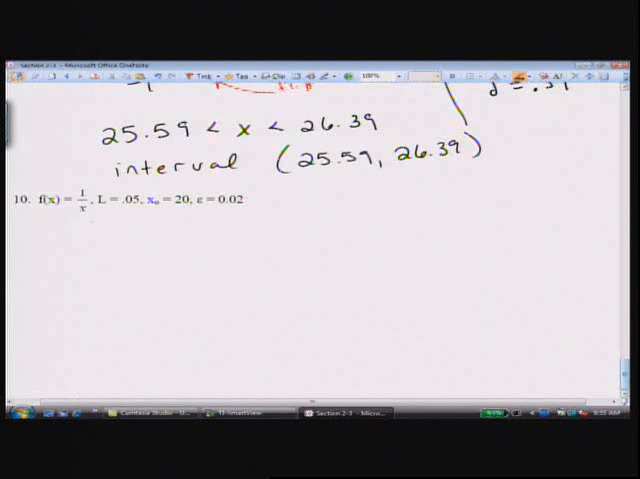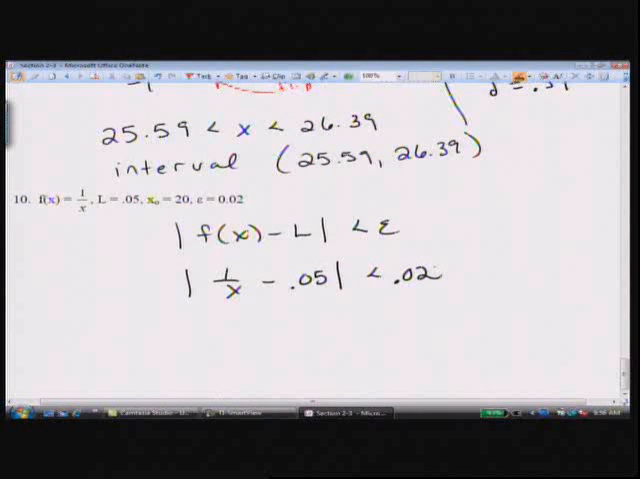It's kind of a fun one too. Okay, so on number 10 we have, how do we start these? I forgot. The absolute value of f of x minus L less than epsilon, right? Y'all with me? We have the epsilon, we get the delta. Okay, so this is the absolute value of 1 over x minus 0.05 is less than 0.02. And then we make the sandwich, so this is negative 0.02 is less than 1 over x minus 0.05, which is less than 0.02.